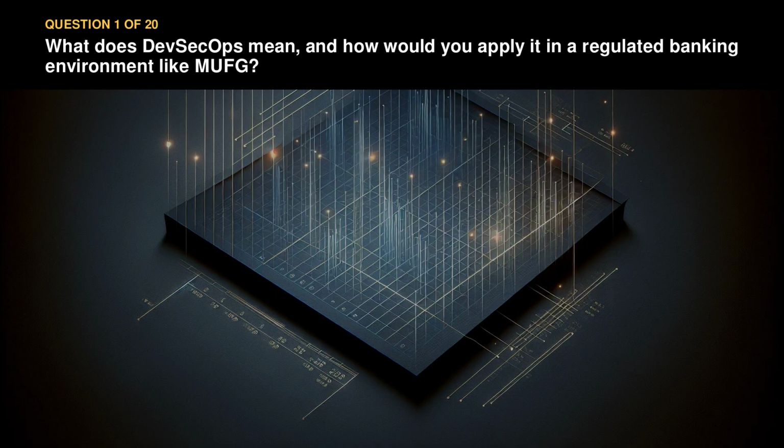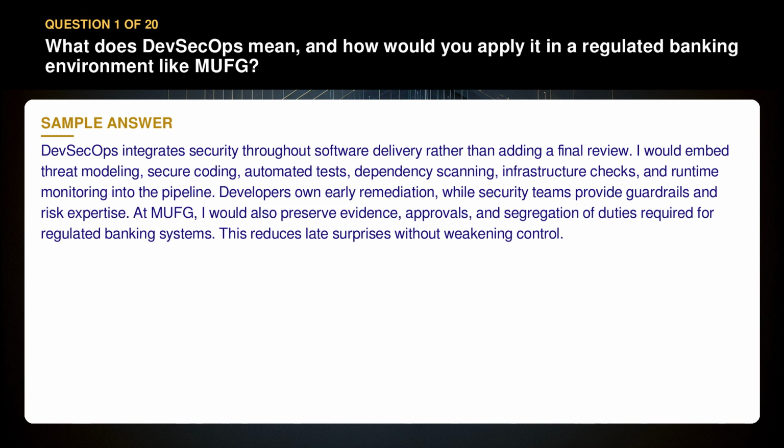Question 1. What does DevSecOps mean, and how would you apply it in a regulated banking environment like MUFG? DevSecOps integrates security throughout software delivery rather than adding a final review. I would embed threat modeling, secure coding, automated tests, dependency scanning, infrastructure checks, and runtime monitoring into the pipeline. Developers own early remediation, while security teams provide guardrails and risk expertise.